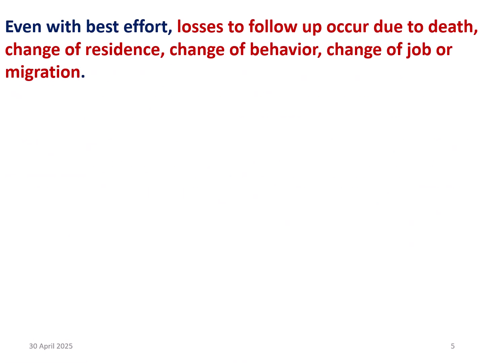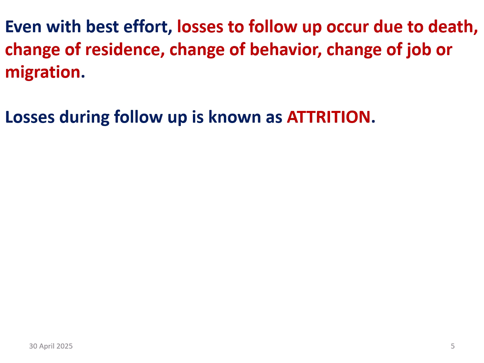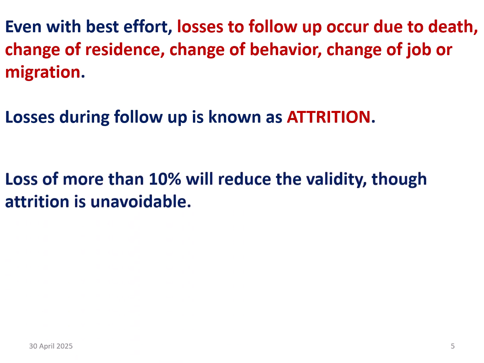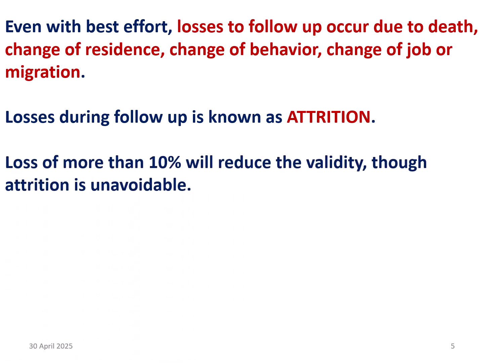Even with the best effort, loss to follow-up occurs due to death, change of residence, change of behavior, change of job, or migration. Losses during follow-up is known as attrition. So this type of bias is known as attrition bias. Loss of more than 10% will reduce the validity of the study, though attrition is unavoidable.